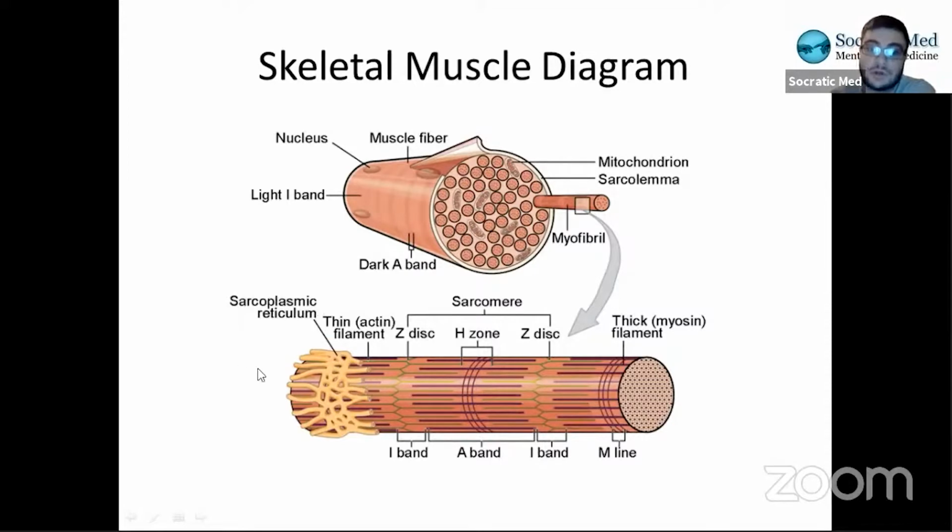Here we can also see the sarcoplasmic reticulum, which is very similar to the endoplasmic reticulum in any other cell, except in muscle cells, it's called the sarcoplasmic reticulum. If you notice, everything in muscle cells is just called sarco-something: sarcoplasmic reticulum, sarcolemma, right? That just signifies that it's part of the muscle.